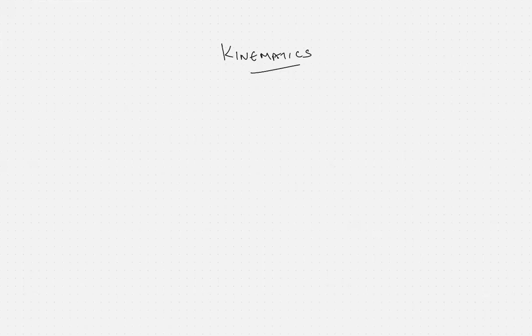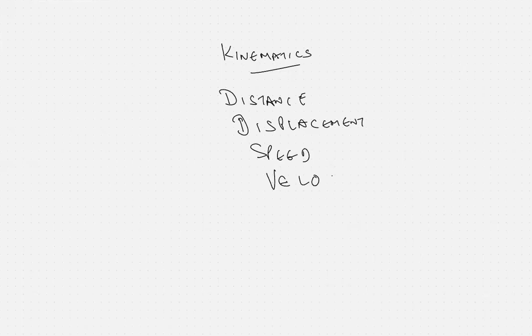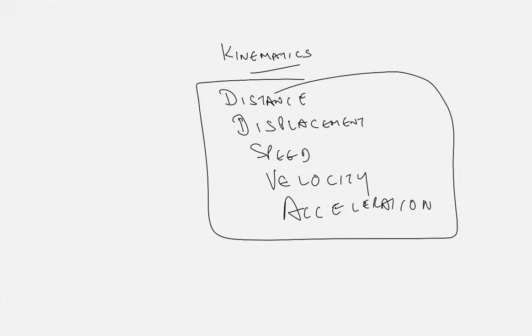So there are certain terms you need to know. They are distance, displacement, speed, velocity, acceleration. Once you know what these terms are properly, it will be easier for you to apply that knowledge to learn further on kinematics. Okay.